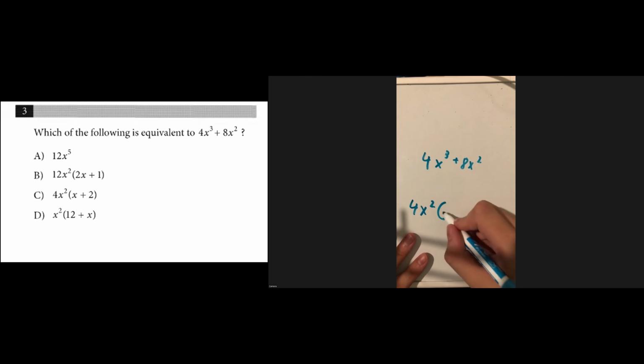And we're left with x, so 4x squared times x is 4x to the third, and then plus 2, because 4x squared times 2 is 8x squared. So this is the correct answer, which is answer choice C, 4x squared, and then in parentheses, x plus 2.